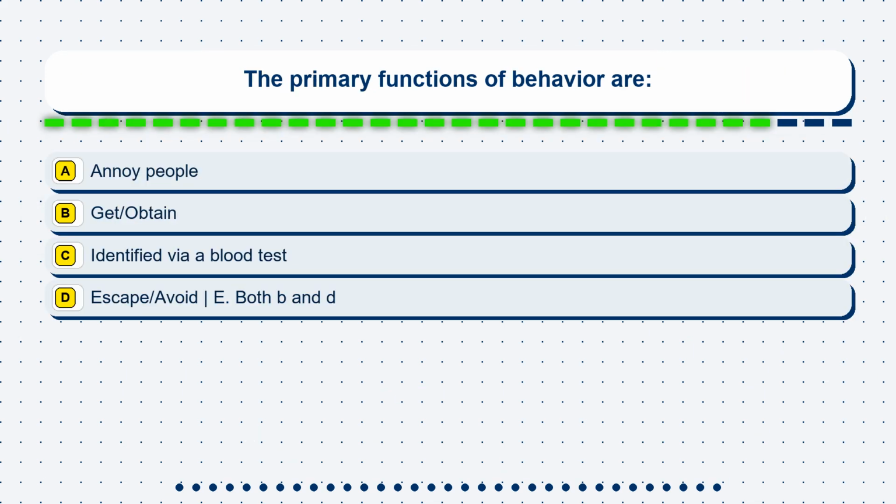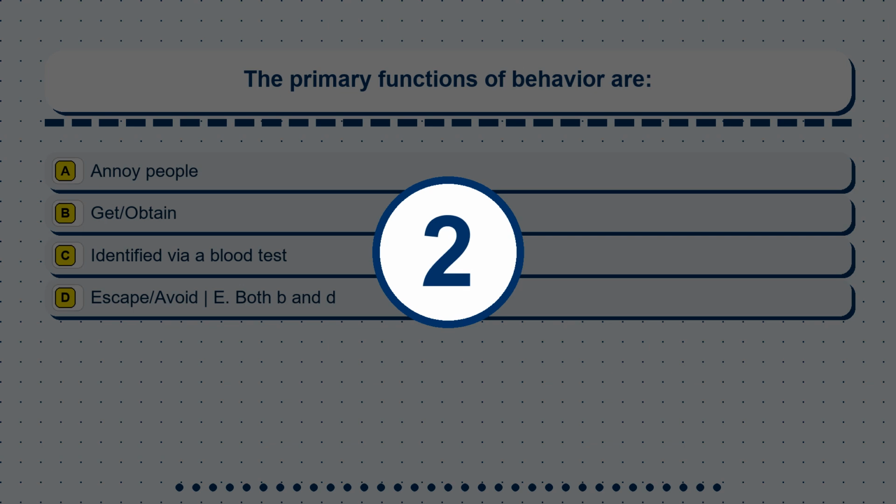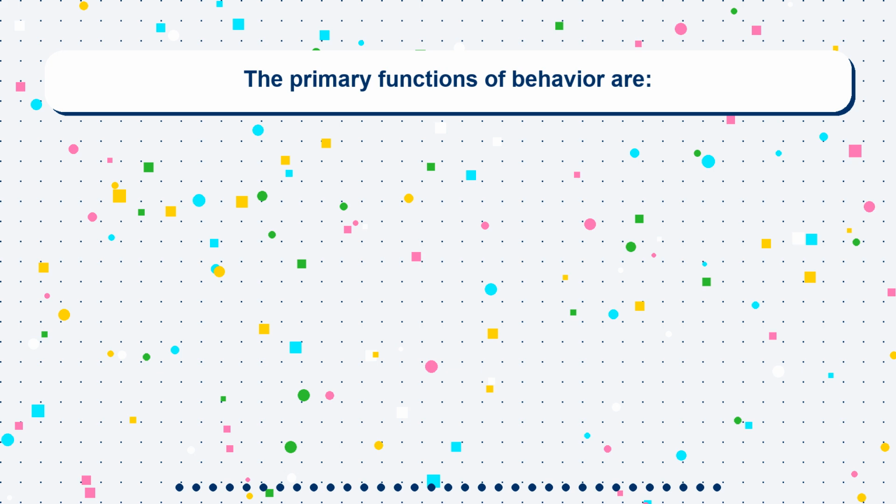Question 30. The primary functions of behavior are: Option A, annoy people. Option B, get/obtain. Option C, identified via a blood test. Option D, escape/avoid. Option E, both B and D. The correct answer is Option E.